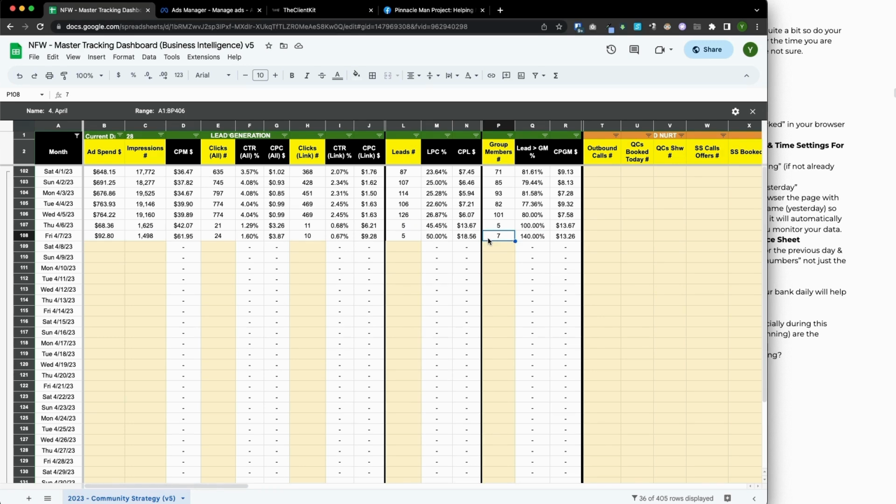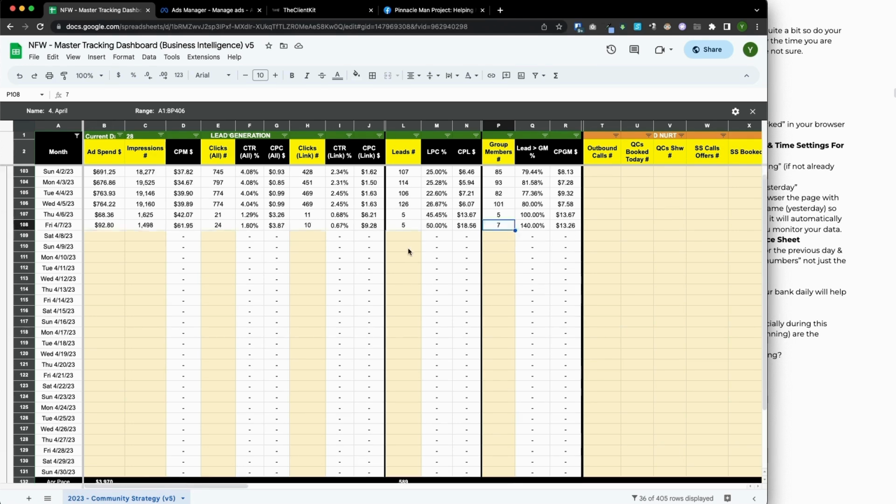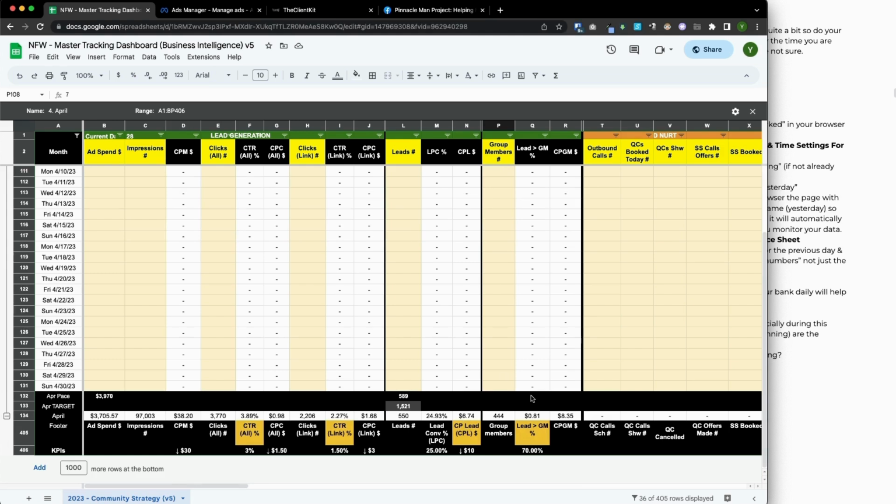Because you have your text message campaigns and your email campaigns going on. So you might have certain days where you have more group members than the number of leads that you actually got that day. And that's completely normal. And that's the reason why we really look at the average overall, right?